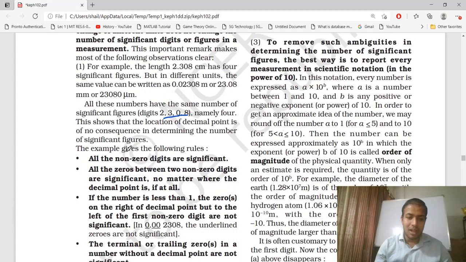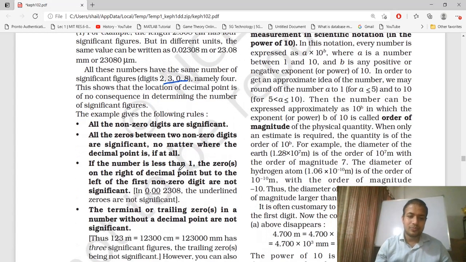From the examples, we get the following rules. All the non-zero digits are significant. All the zeros between two non-zero digits are significant, no matter where the decimal point is, if at all. Because this zero is between non-zero digits, it is significant. You cannot ignore this one. If the number is less than 1, the zeros on the right of the decimal point but to the left of the first non-zero digit are not significant.